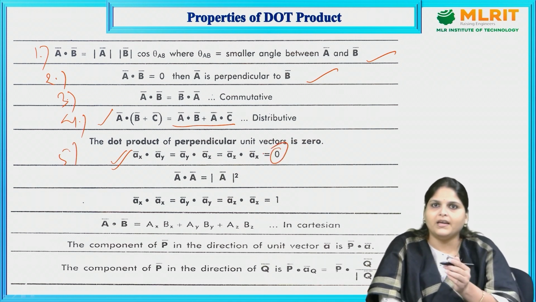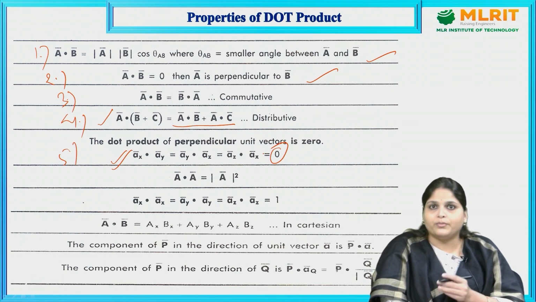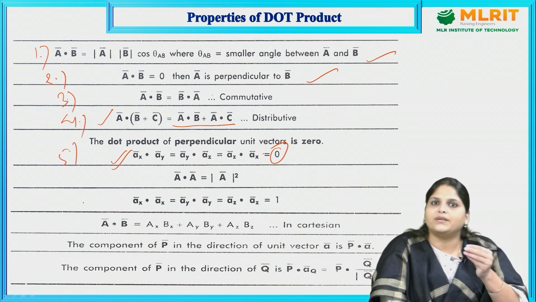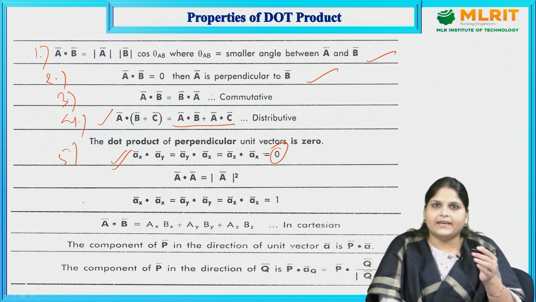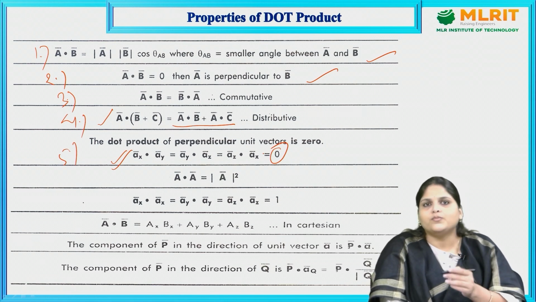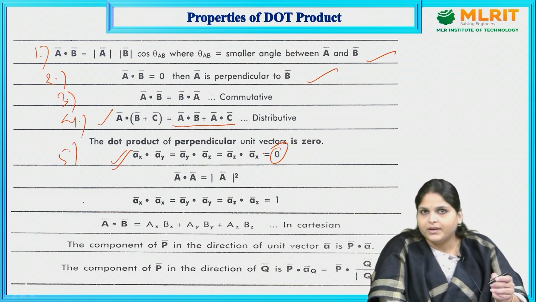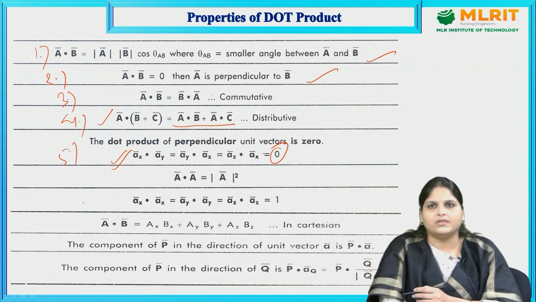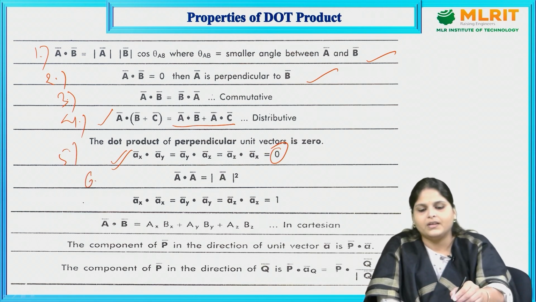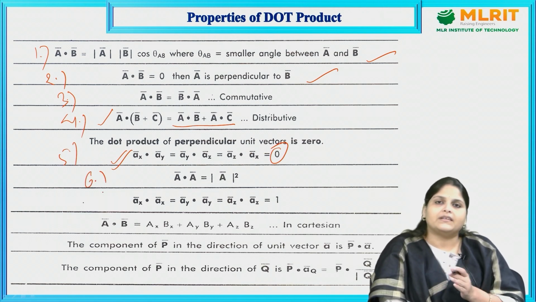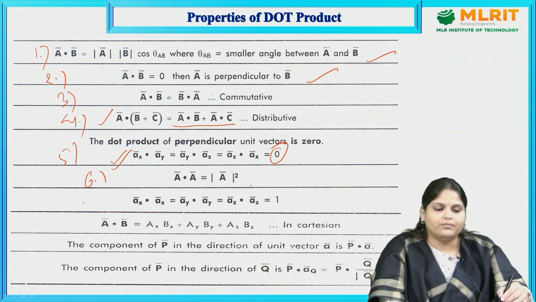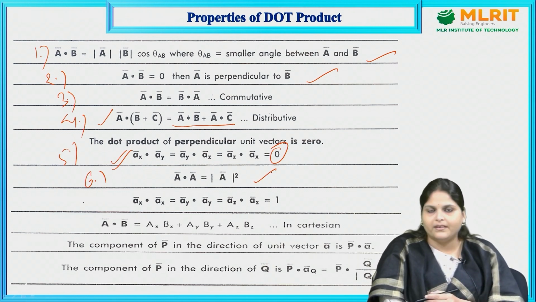Similarly, a_y dot a_z will be equal to 0, because we know that y and z are perpendicular to each other. Similarly, z and x are also perpendicular to each other, so their dot product will be equal to 0. That is the fifth property. Next one is vector a dot vector a is equal to mod of vector a squared.